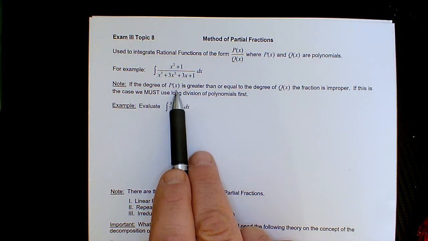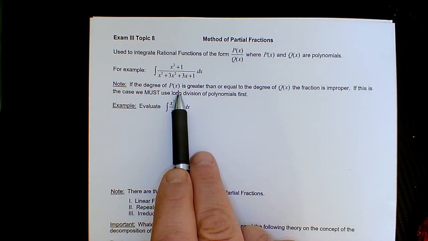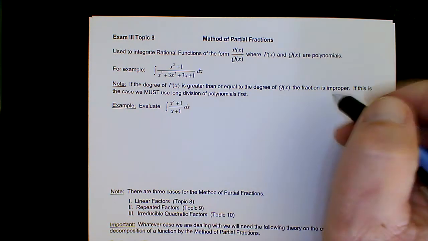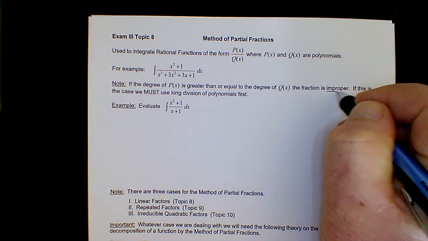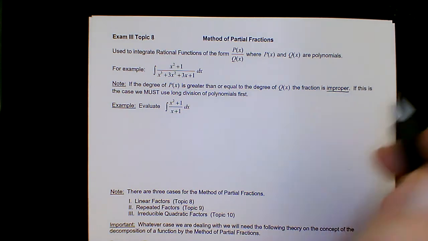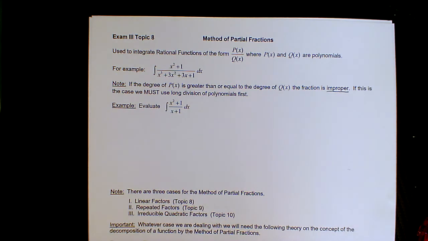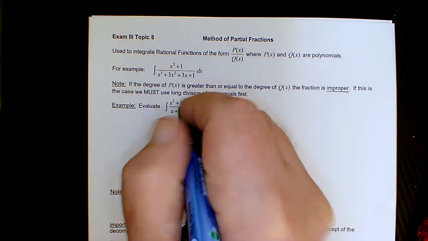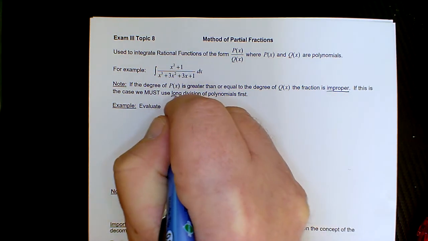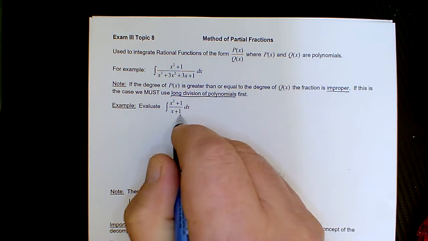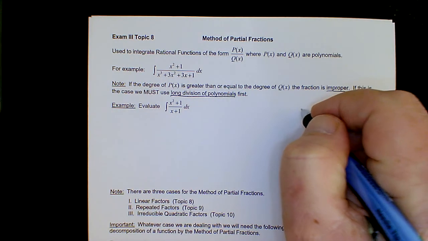One thing to note is if the degree of the numerator is greater than or equal to the degree of the denominator, then we say the fraction is improper. And one thing you have to make sure of is if you ever see an improper fraction, there's no way that you can integrate until you go through the process of long division of polynomials. So here's an example where I'll do long division off to the side.